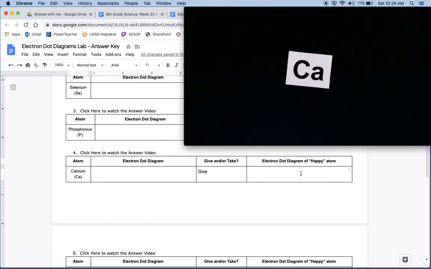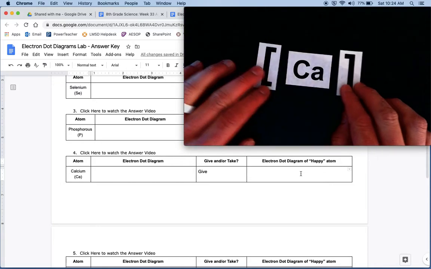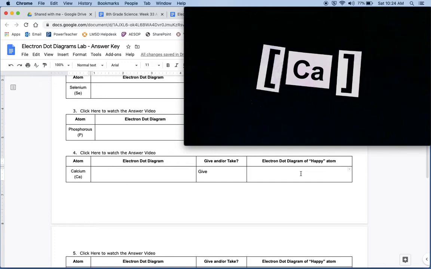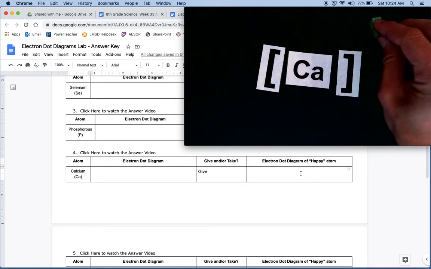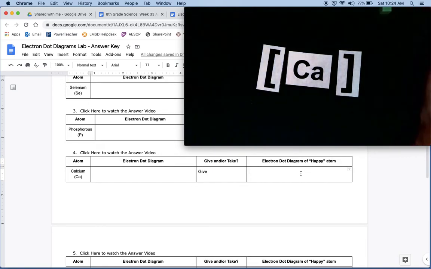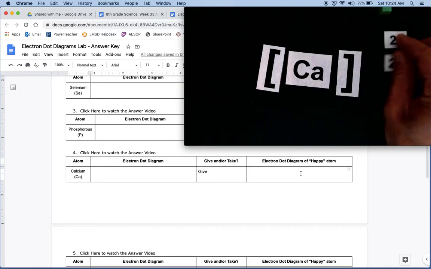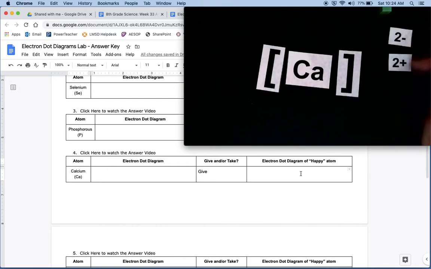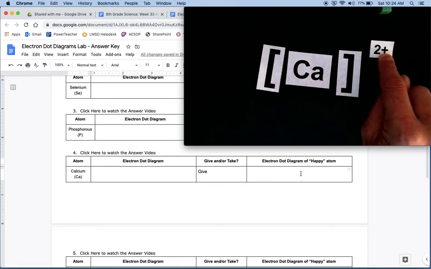So now, I just lost 2 electrons, which means now that my protons and my electrons are not identical anymore. So it used to be 20 electrons, 20 protons. Now I just lost my 2 electrons. So I have to look at it and say, okay, if I lost 2 electrons, what's going to happen? Is it a 2 minus or a 2 plus? Which one do I have more of, protons or electrons? Well, since I lost electrons, it's now going to have 2 more protons.